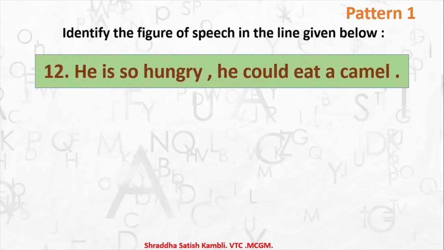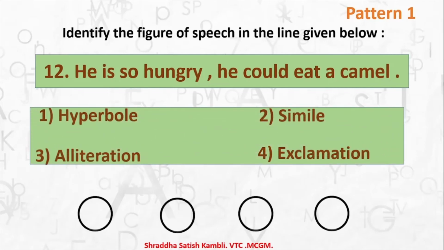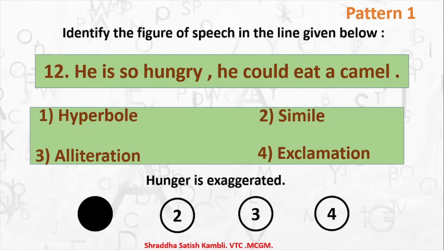Example number 12. He's so hungry, he could eat a camel. Look here now. Can you be so hungry that you can eat a huge animal like a camel? No. So what is happening here? It is exaggeration. And what is exaggeration called? Yes, it is called option number 1, hyperbole, exaggerating. So what is exaggerated here? Hunger is exaggerated.